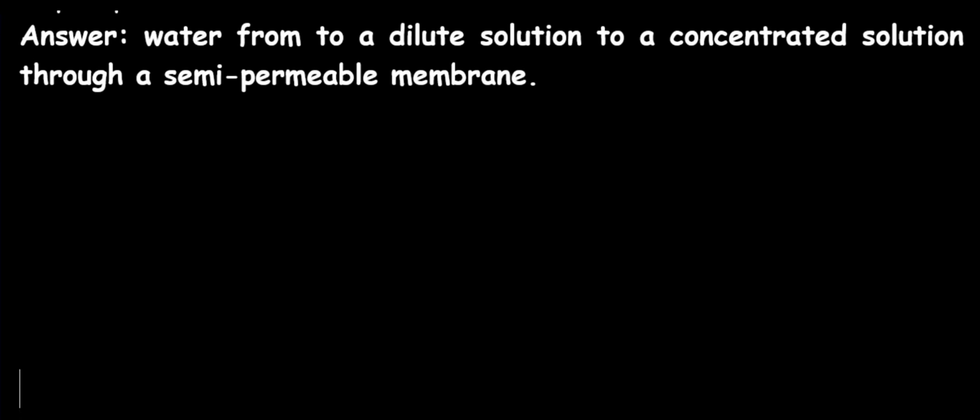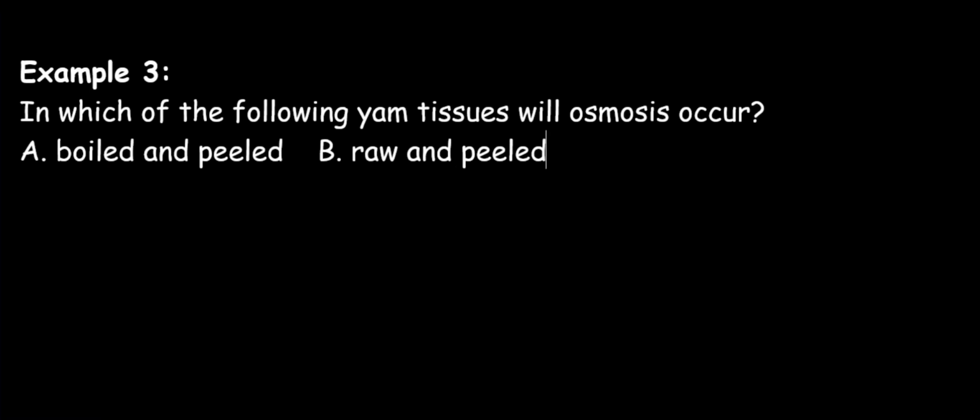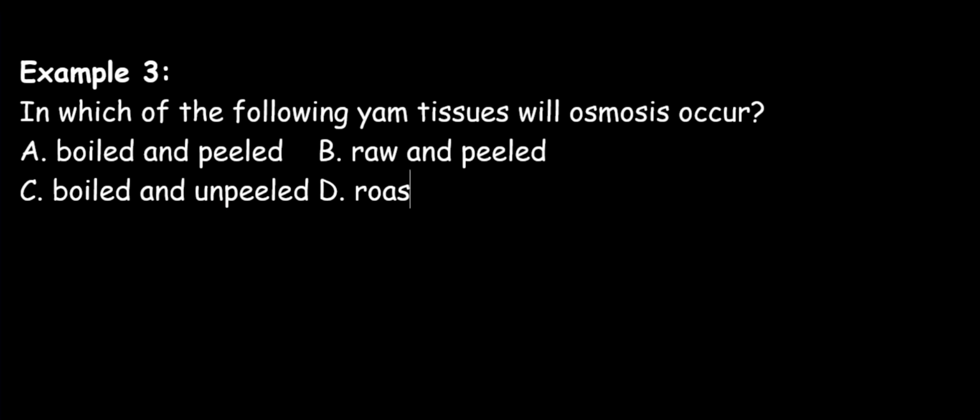So our next question: in which of the following yam tissues will osmosis occur? A. Boiled and peeled. B. Raw and peeled. C. Boiled and unpeeled. D. Roasted and peeled.